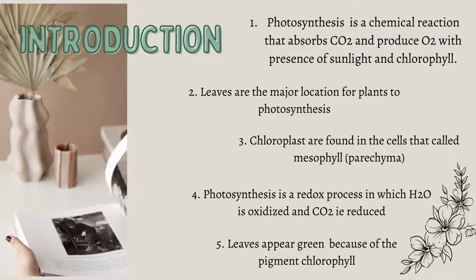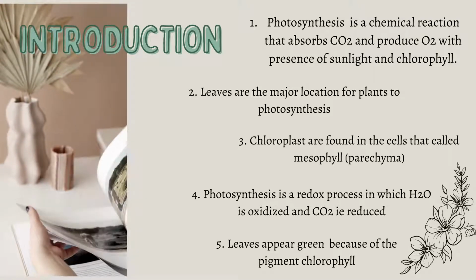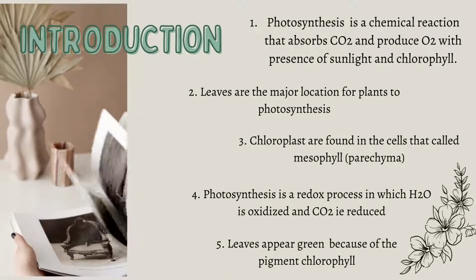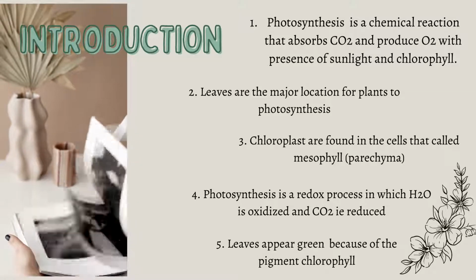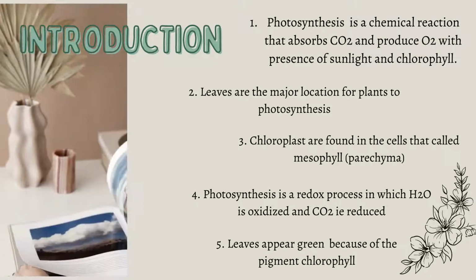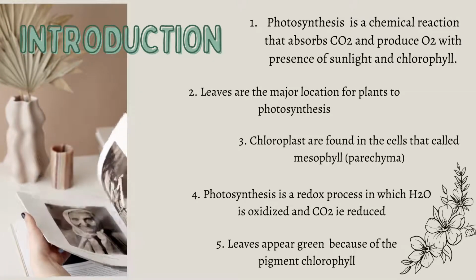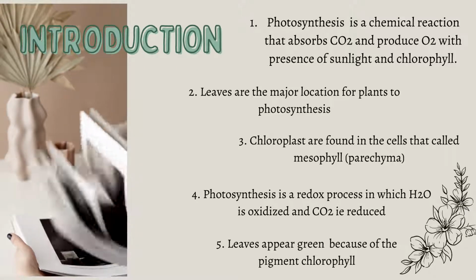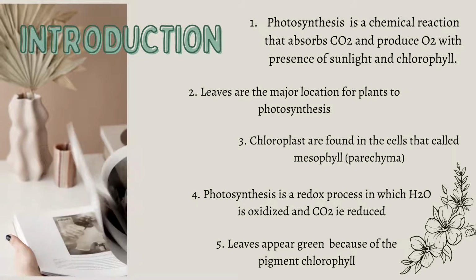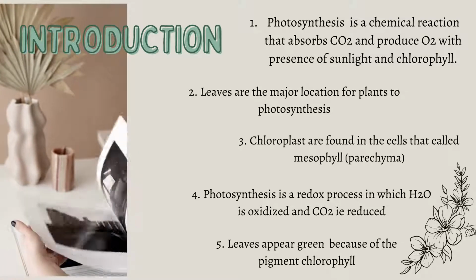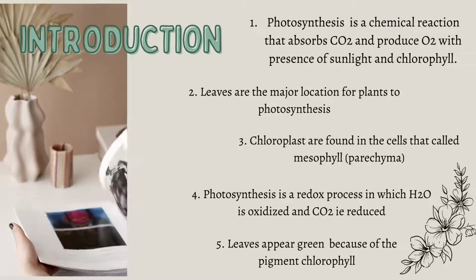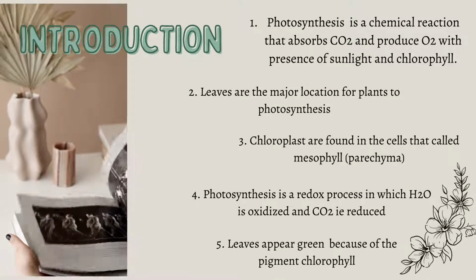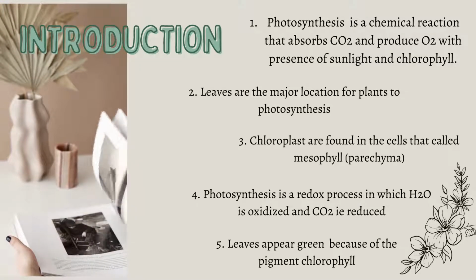It is because plants carry out a process called photosynthesis. Photosynthesis is a chemical reaction that absorbs CO2 and reacts with water to produce O2 and glucose with the presence of sunlight and chlorophyll. Photosynthesis can also be described as a process by which plants and certain other organisms transform light energy into chemical energy. Photosynthesis starts when chlorophyll absorbs energy from sunlight.